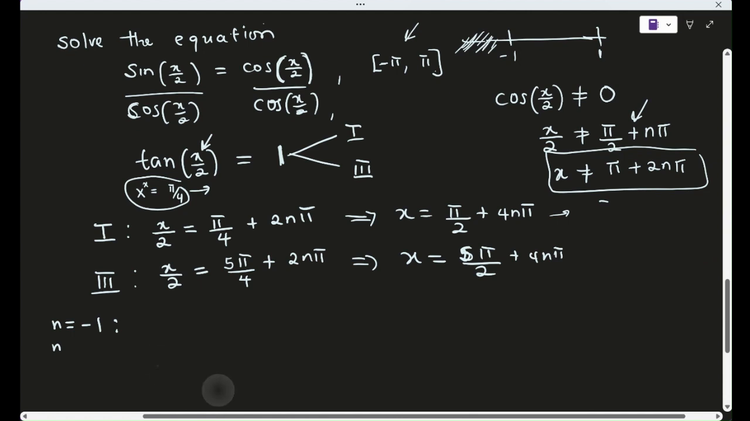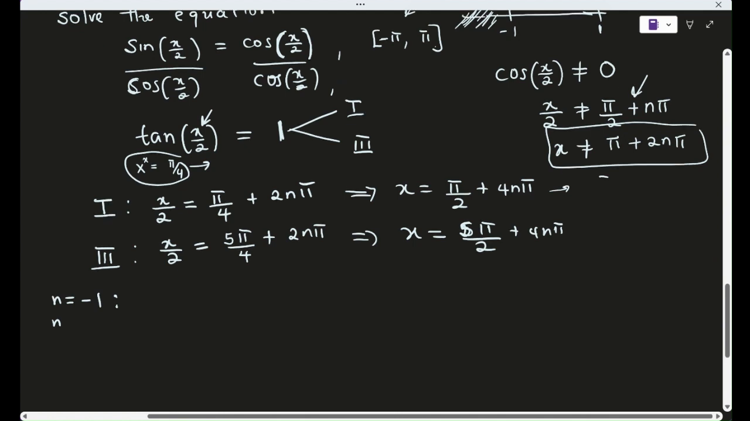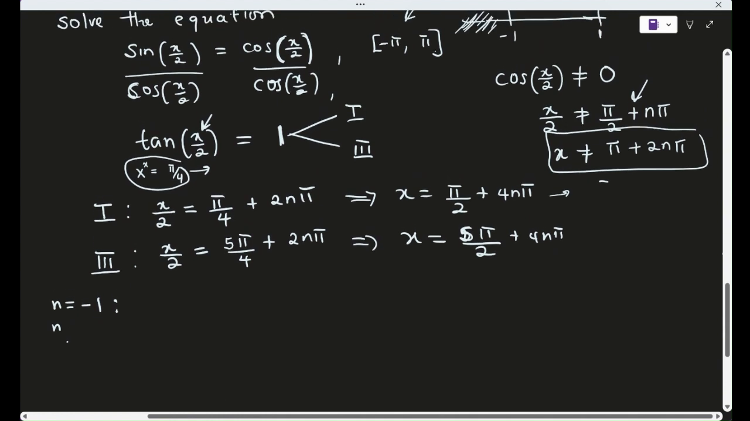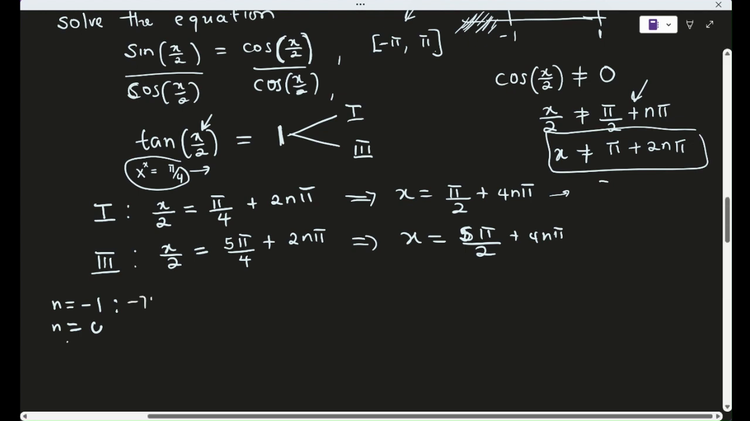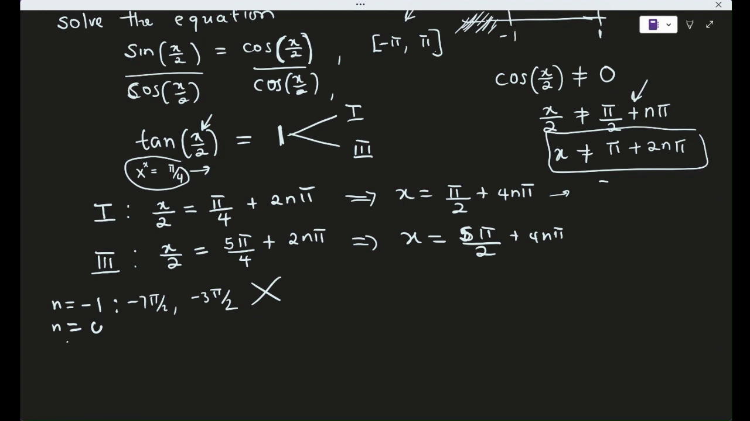So we go with n equals 0. So if n equals 0, what do we have? Now, don't forget, I said if n equals minus 1, what did we get? We got minus 7 pi by 2, and we got minus 3 pi by 2. And we said we're not going to take any of this. If n equals 0, we're going to have just pi over 2 and what? 5 pi over 2, right?